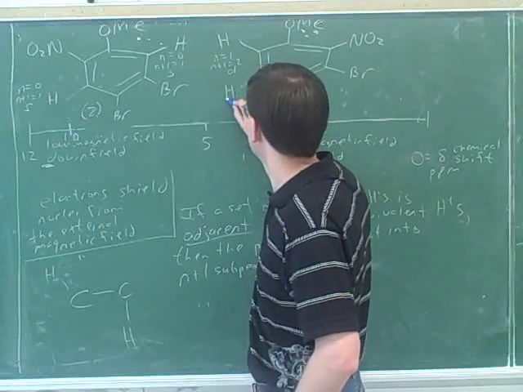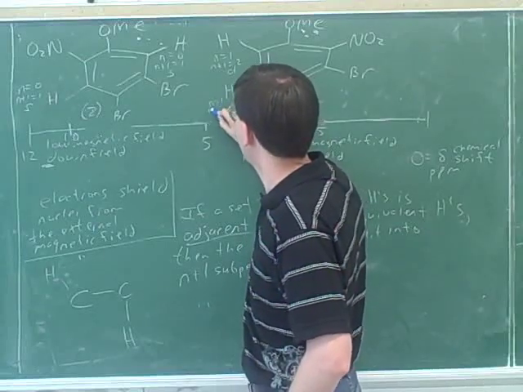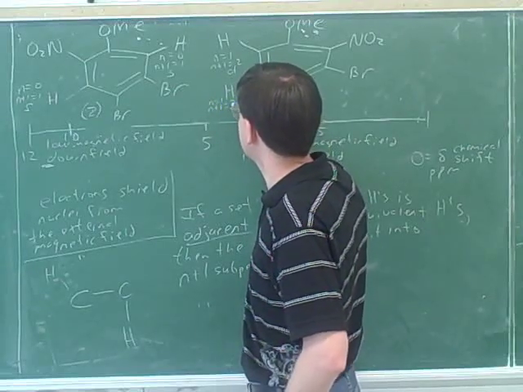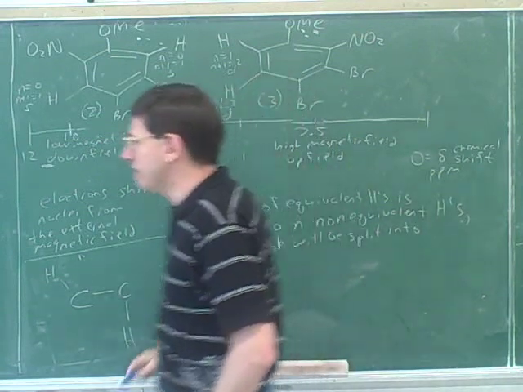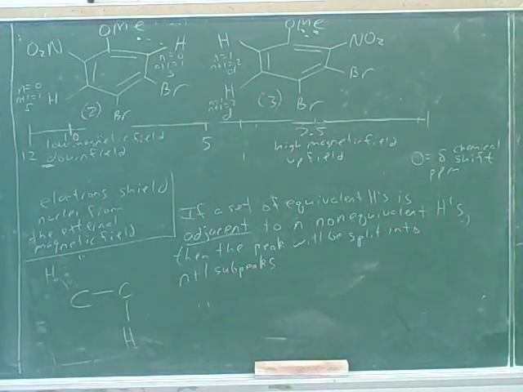And what would n be for this hydrogen? 1. And n plus 1 would be 2, and we call that splitting. Doublet. So what is the other good way to tell the difference between the spectroscopy for these two results?